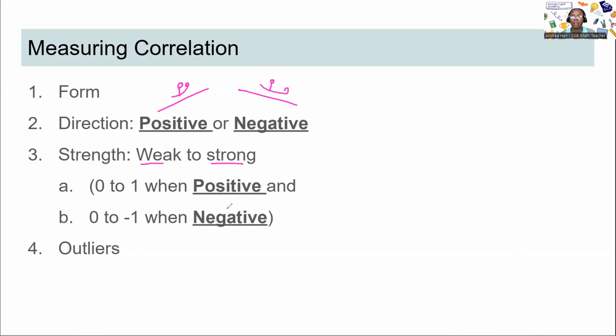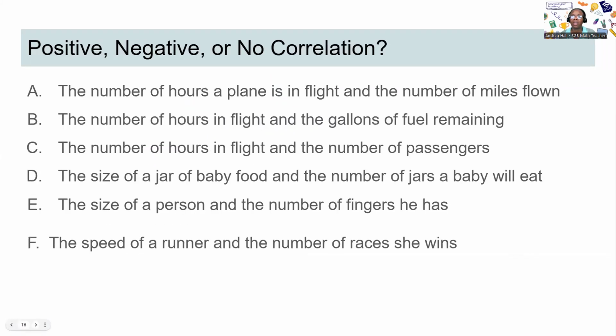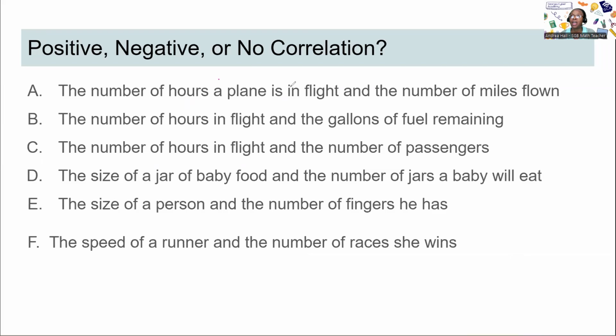All right, let's look at some more. Positive, negative, or no correlation. Let's look at the first one: the number of hours a plane is in flight and the number of miles flown.